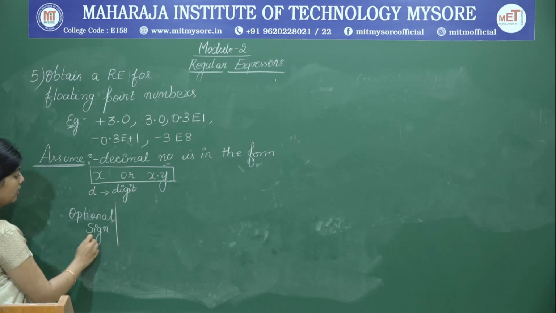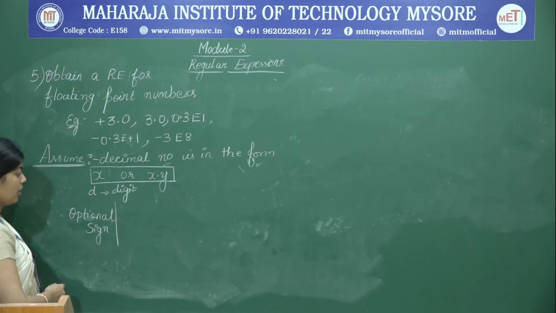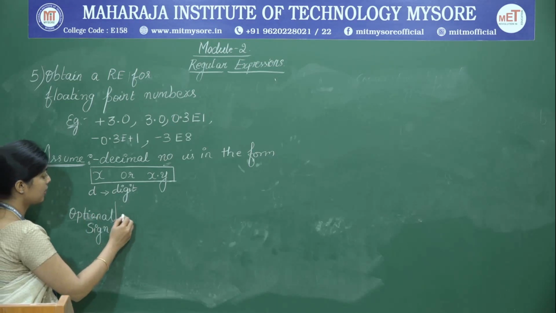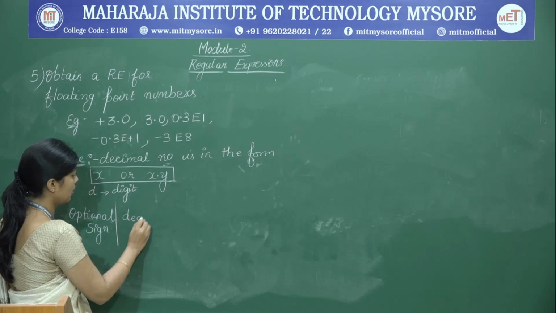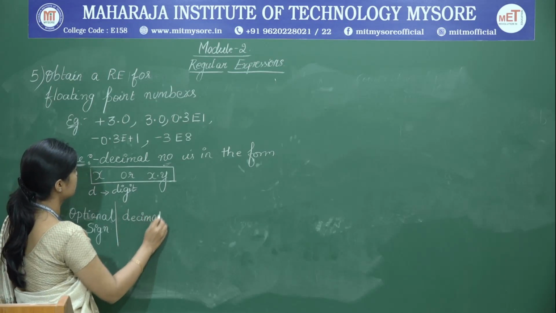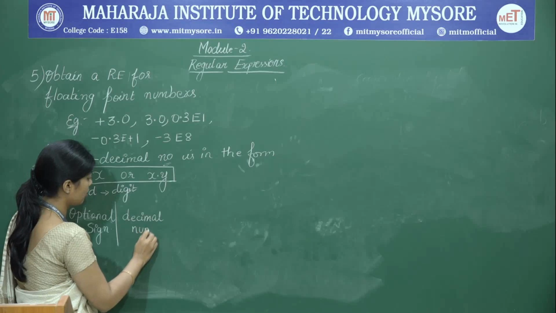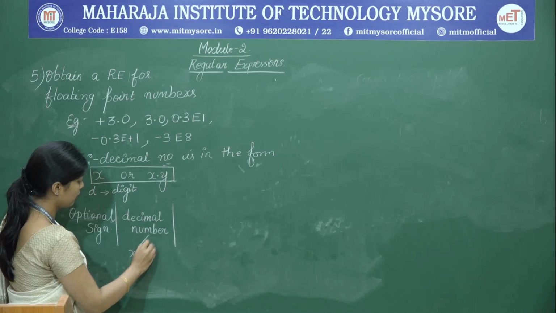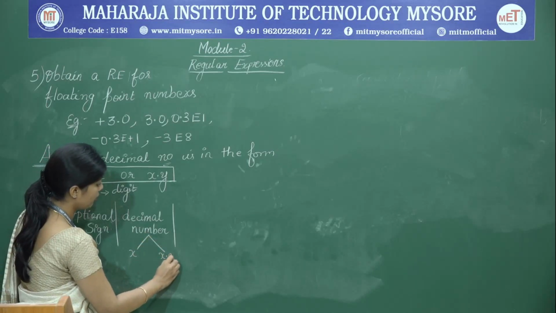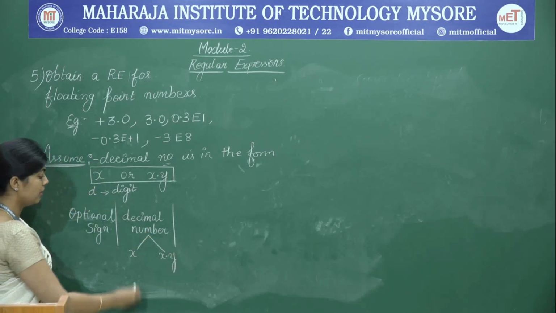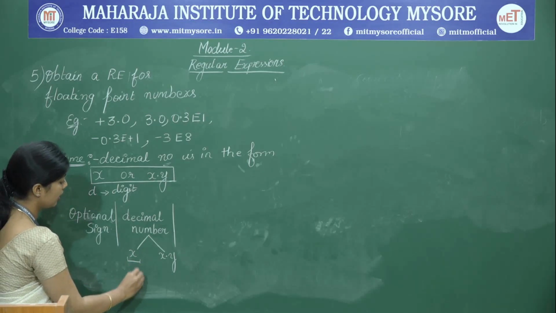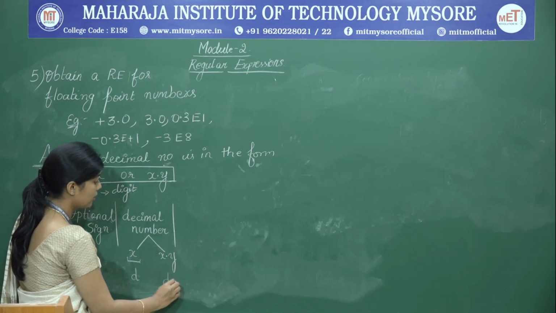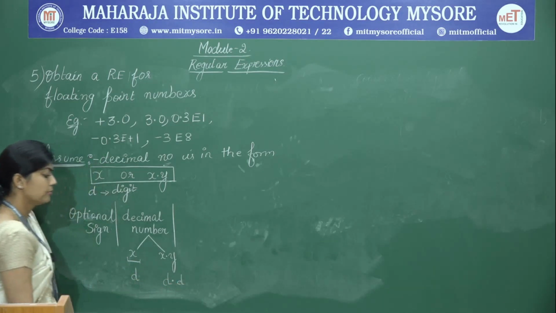So, this optional sign is nothing but an optional plus or minus. Next, we will interpret the next things that are there. So, next it comes with a decimal number. This decimal number can either be in the form of x or it could be in the form of x dot y. That means it could just be digits, or it can be in the form of digits dot digits.